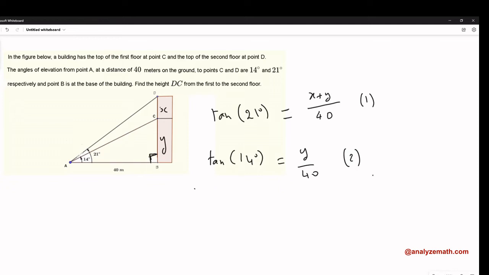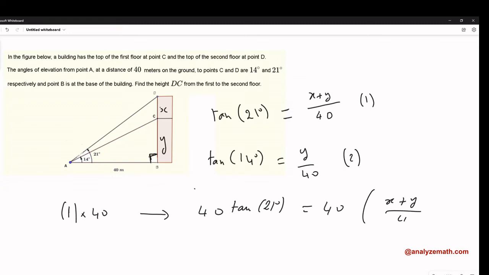Now let's get rid of the denominators 40 and 40. Let's take equation 1 and multiply all terms by 40. That gives me 40 tangent 21 degrees equals 40 multiplied by X plus Y over 40. I multiplied here by 40 and here by 40, and then we simplify. This 40 and this 40 give me 1, and I'm left with X plus Y.